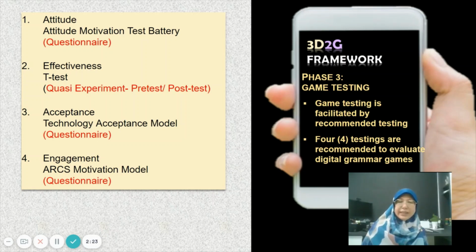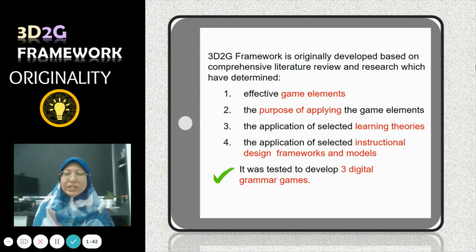Phase 3, game testing. There are four testings recommended to evaluate digital grammar games. First, attitude, by using attitude motivation test battery by Gardner. The instrument is questionnaire. The second one is effectiveness by using t-test. So quasi-experiment need to be conducted and the instruments used are pre-test and post-test. Third, acceptance by using technology acceptance model. The instrument is questionnaire. And lastly, engagement by using ARCS motivation model. The instrument is questionnaire.